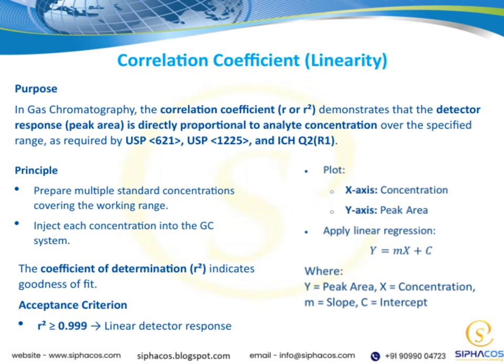The acceptance criterion for linearity is straightforward. R2 should be greater than or equal to 0.999. Achieving this indicates that our detector response is reliable across the tested range.